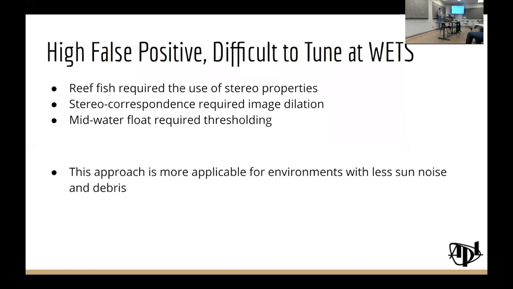However, despite these attempts, we still find that there was a very high false positive rate. And we found that it was very difficult to tune. For example, the reef fish required the use of these stereo properties. Stereo correspondence was required. And the midwater float required all this thresholding. It was really, really hard to find a series of parameters which both made classification possible but didn't overload as false positive. However, this approach has been shown to be applicable in environments where there's a lot less motion.